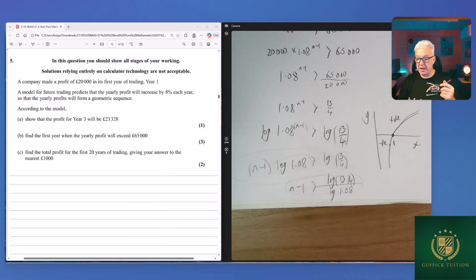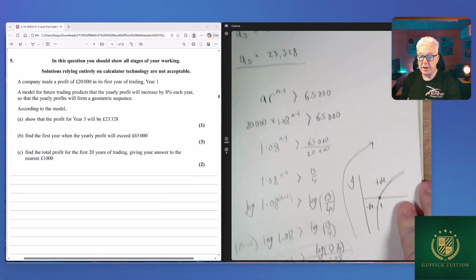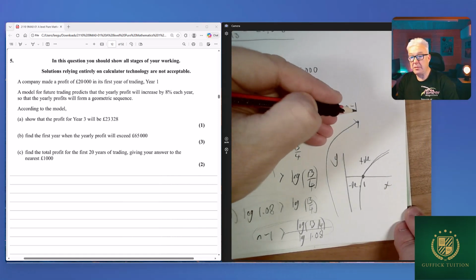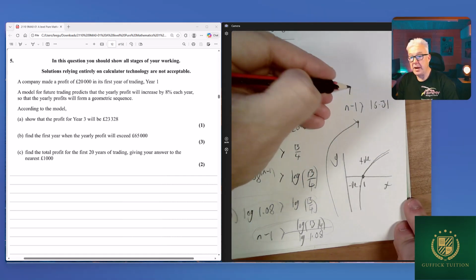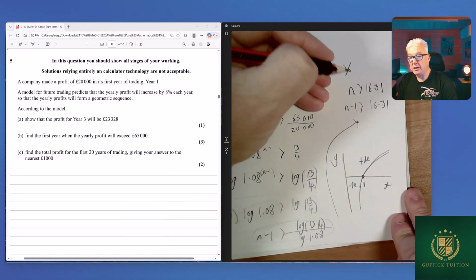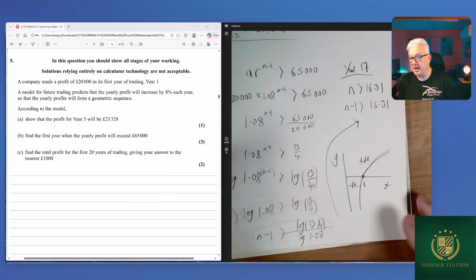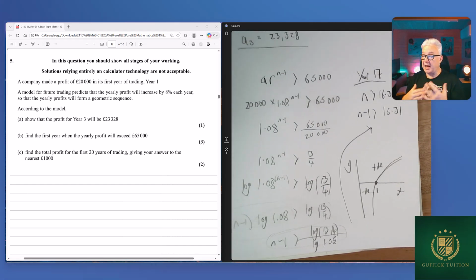So when we work this out, that gives us 15.31. So n minus 1 is greater than 15.31. So n is greater than 16.31. So therefore the year that it happens is in year 17. Basically if n could equal 16.31, then that's when it would be exactly 65,000. So the profit first exceeds it during the 17th year. That's part B done for 3 marks.